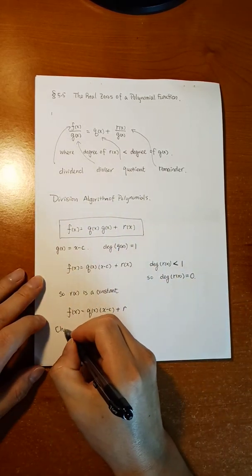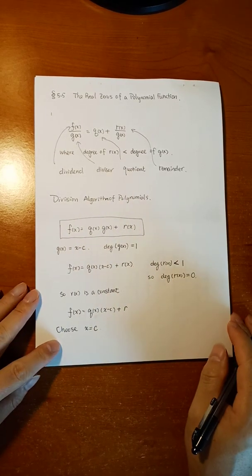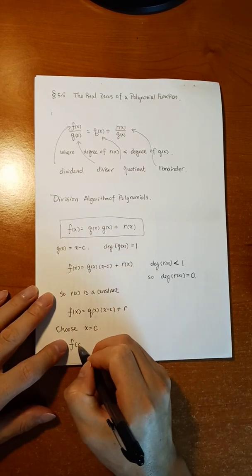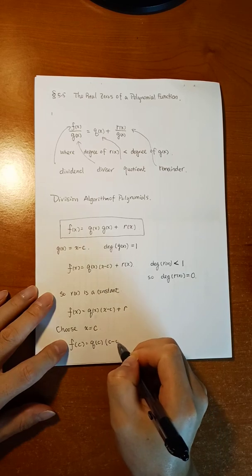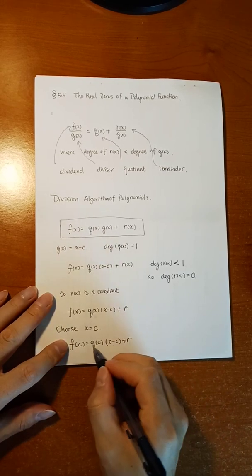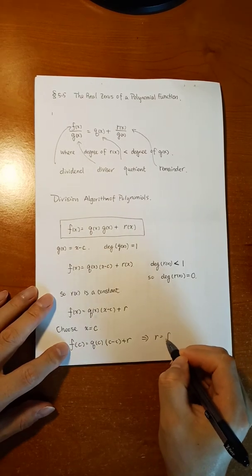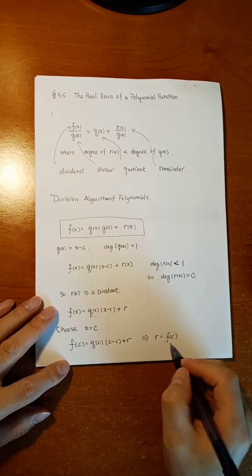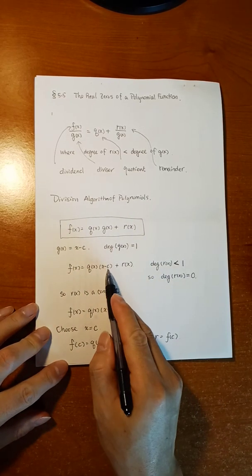Choose x equal to c. Then the left side becomes f(c), and the right side is q(c) times (c minus c) plus r. c minus c is 0, times q(c) is 0. So this implies r is equal to f(c). So this constant is the evaluation of the polynomial at the point c.